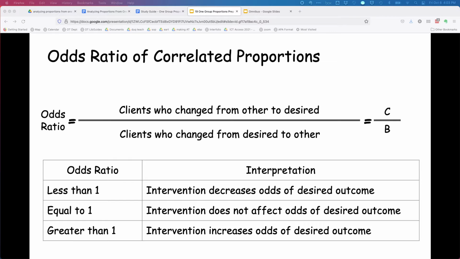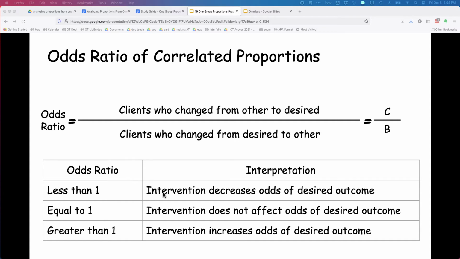And our odds ratio for how likely it is that somebody is going to wind up in the desired category versus winding up not in the desired category is this ratio: the clients who changed from the other category to desired over the clients who changed from the desired to the other. What this is telling us is, if our odds ratio is 1, that means that our intervention does not make clients any more or less likely to end up in the desired category.